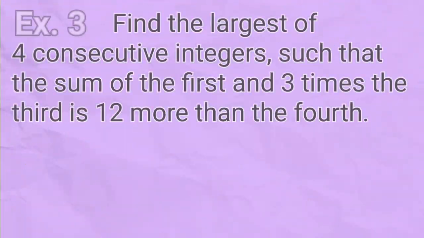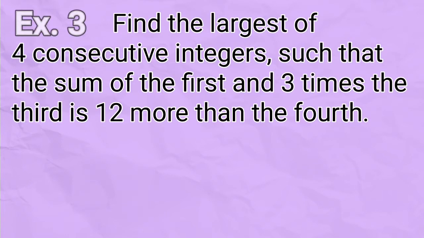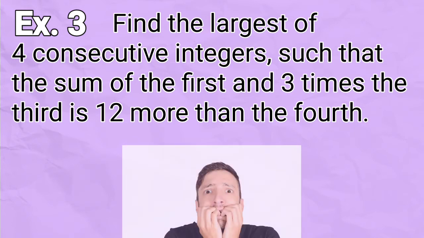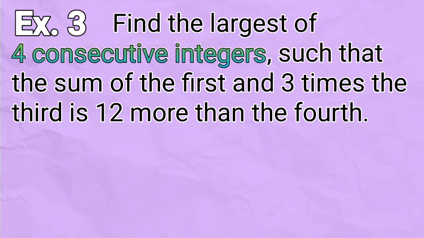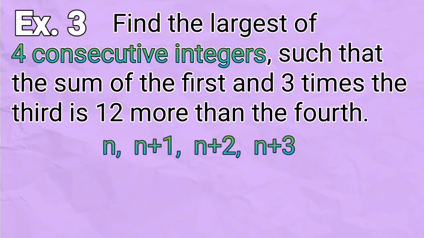Example 3 says, find the largest of 4 consecutive integers such that the sum of the first and 3 times the third is 12 more than the fourth. So there's a lot going on in this example. Let's just take it one phrase at a time. I see 4 consecutive integers. So I'll be using n, n plus 1, n plus 2, and n plus 3.